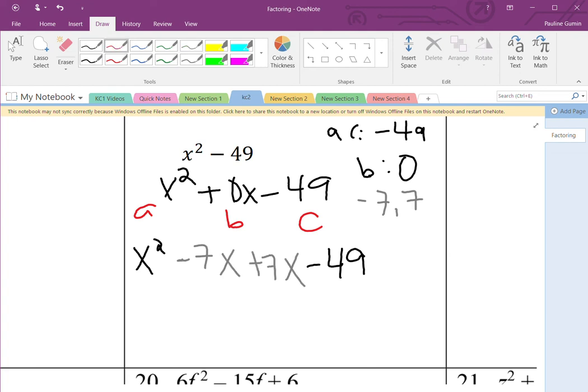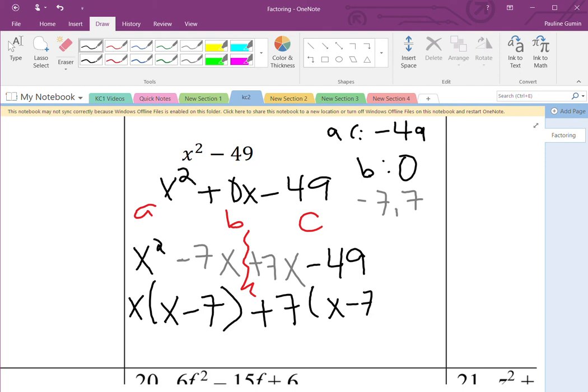And we're back to grouping. Let's do it. On the left-hand side, we have a GCF of x. Let's factor it out. And on the right-hand side, we start with a plus, so I start with a plus, and the GCF is 7. And we're left with the following answer. x plus 7, and x minus 7.